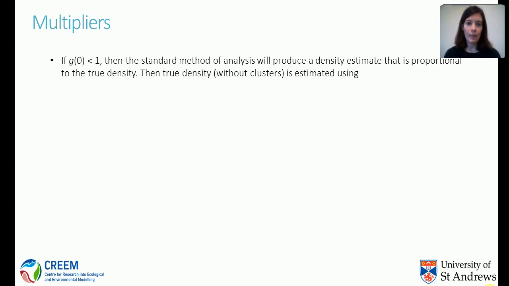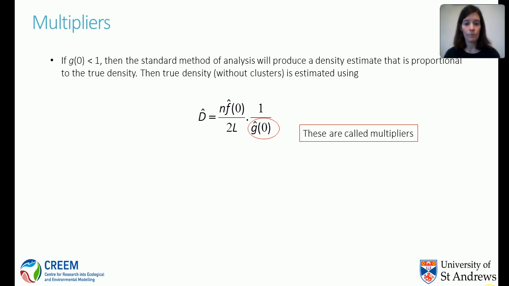In the case where g0 is less than 1, if we didn't do anything about it, then the standard method would produce a density estimate that is proportional to the true density. However, if we know that g0 is less than 1, we can estimate the true density by incorporating g0 into our density estimator, and you can see that it's been incorporated into the denominator of the estimator as shown. Anything that we include in the density estimator to scale our density estimate is called a multiplier.